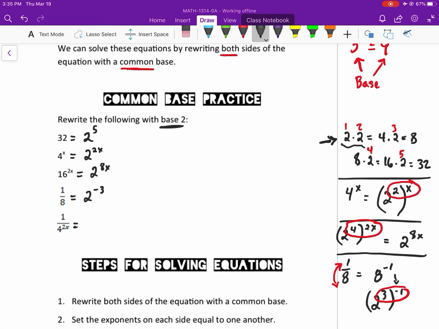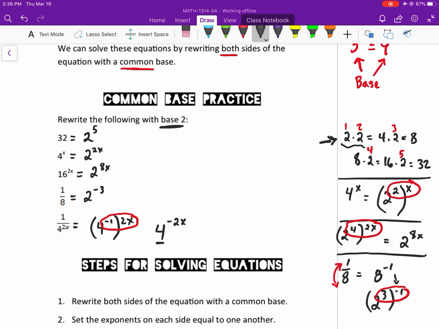Alright, one more. Kind of running out of room down at the bottom, so I'm going to just do this right here to the side here. Okay. First off, I see a fraction. So what I'm going to do is I'm going to go ahead and get rid of that fraction. Okay. So 4 to the negative 1 power to the 2x power. Okay. What am I going to do with that negative 1 and that 2x? Multiply them. So that'll give me 4 to the negative 2x power.